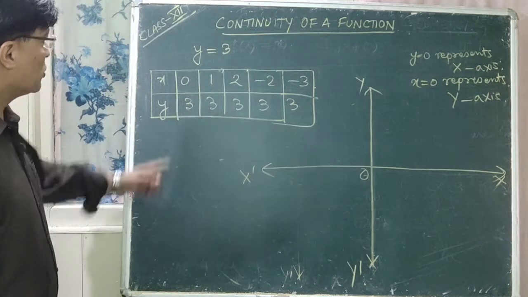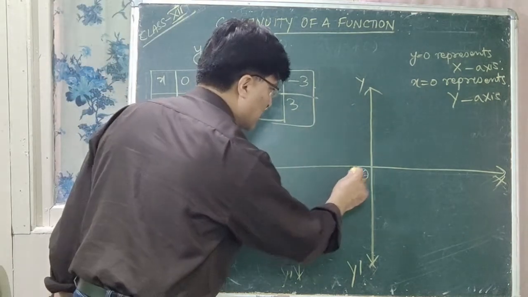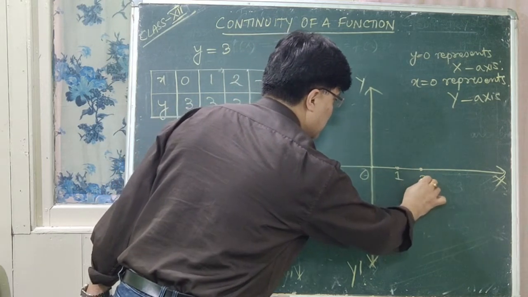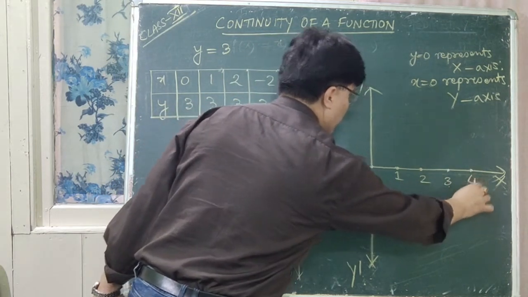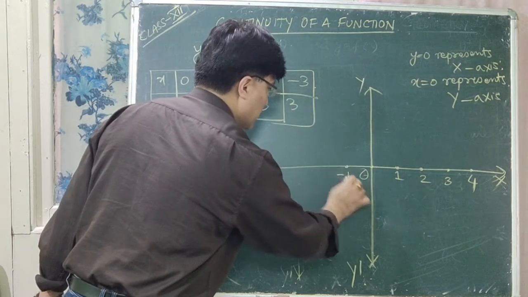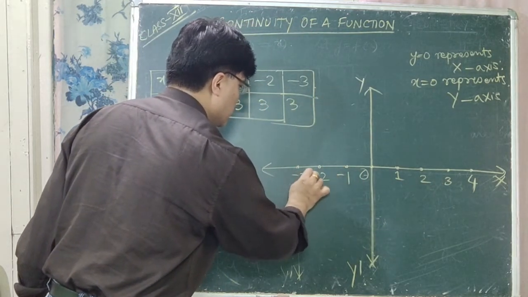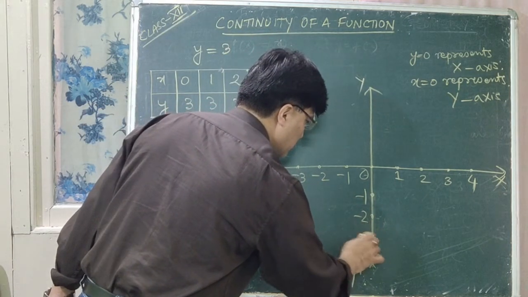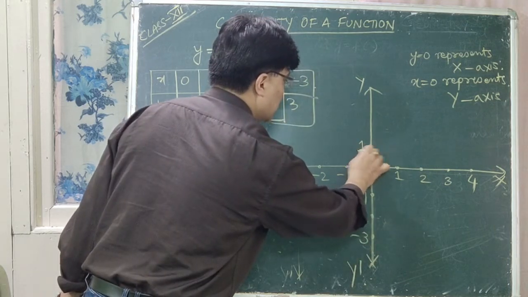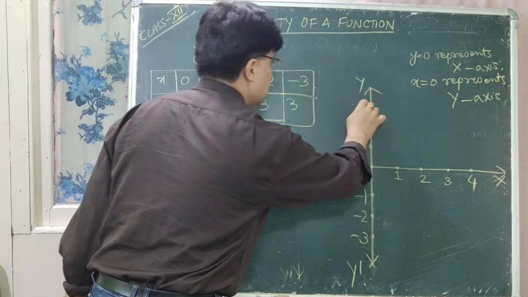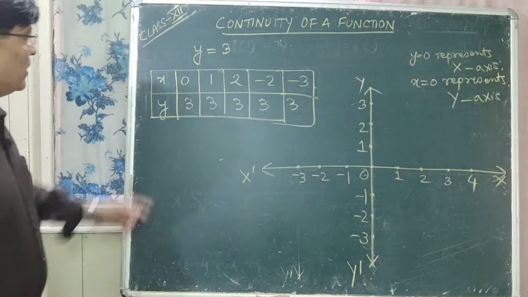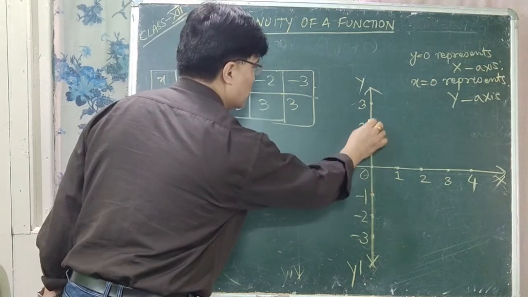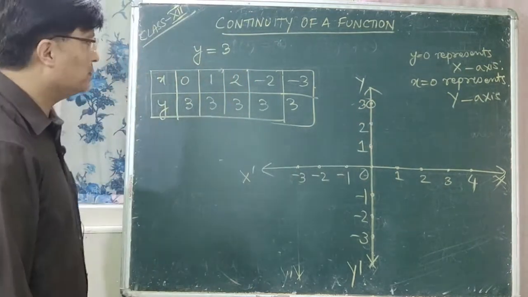So 0, 3, where does it lie? Let us mark the point out here. This is your origin. This is 1, 2, 3, 4, right? This is -1, -2, -3, and so on. And here it is 1, 2, and this one is 3, right? Now where does this point 0, 3 lie? x is equal to 0 is out here, and 3 is 1, 2, 3. This is your 3, right?